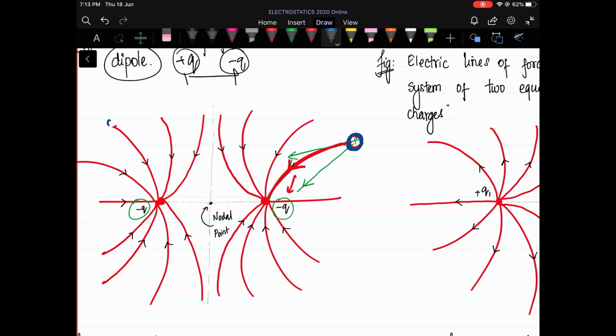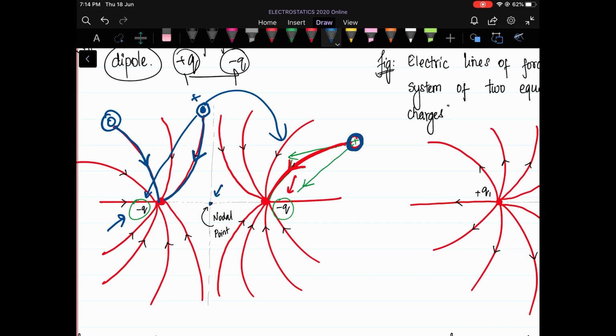And if I have a test charge somewhere here, that positive test charge will be pulled by this first negative source charge. Obviously a positive test charge kept somewhere here cannot reach here because this charge is closer to the positive test charge. So it's going to take a curve and finally reach the closer negative charge. Here you can see I've drawn the nodal point again exactly in the middle because this negative source charge and this negative source charge are equal in magnitude.